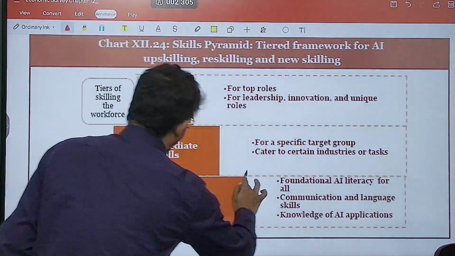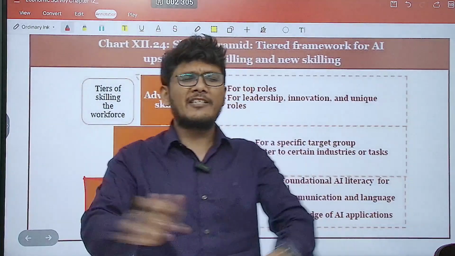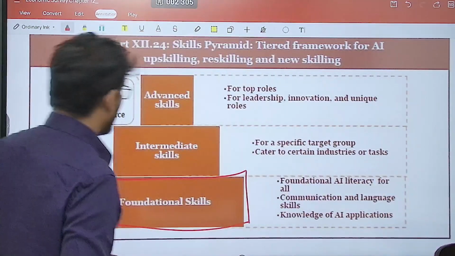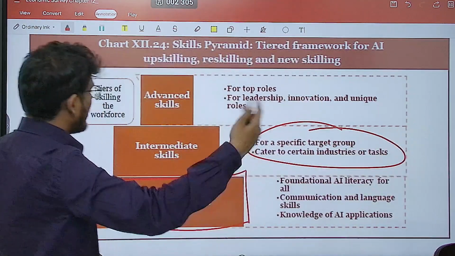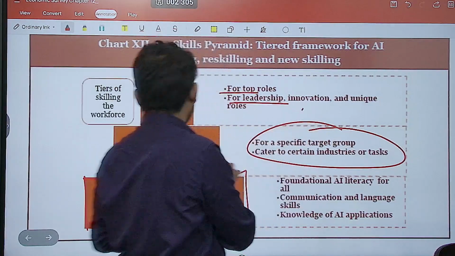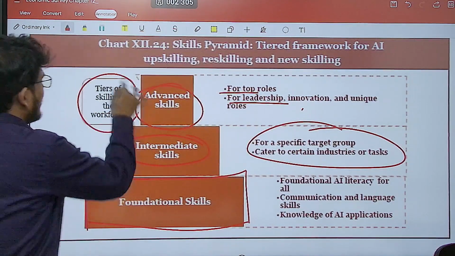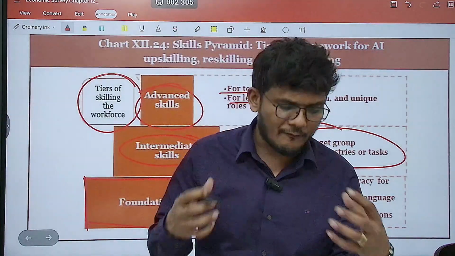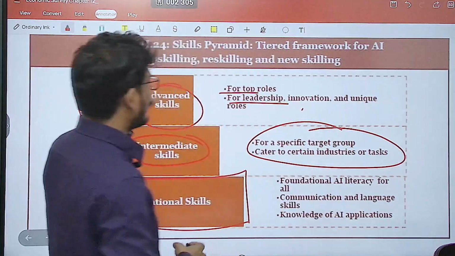In fact, all the people should have foundational skills about artificial intelligence, every single Indian citizen. Then some specific group who can cater for industrial tasks should have intermediate level skill, and for the top roles and leadership there needs to be advanced skill in artificial intelligence. These are the tiers of skilling for the workforce which the government has planned. So this was all about the skill development chapter.